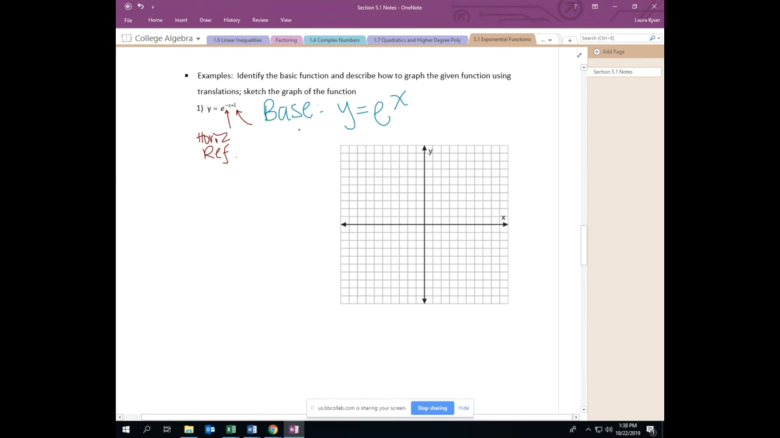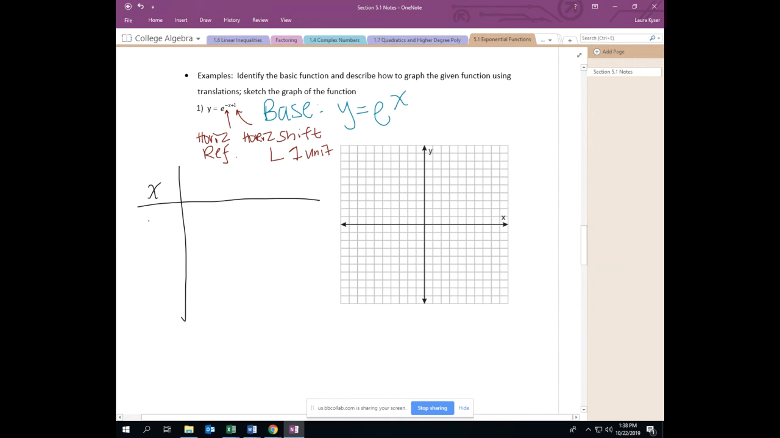That's going to flip it over the y-axis. And the plus 1, remember plus 1 means it moves it to the left. This is a horizontal shift, and it's left 1 unit. Those are the only two things that are happening to this base function. So any other things that it's asking you about, you don't have anything else. This is it.